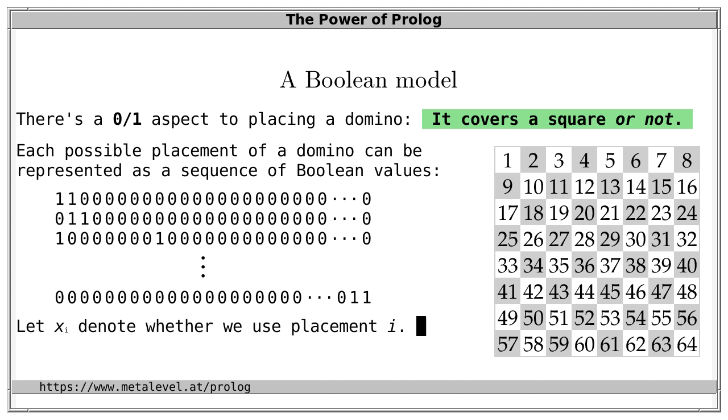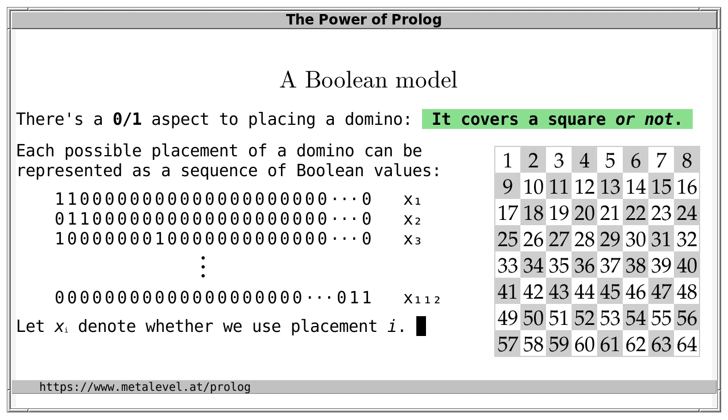So we introduce Boolean variables xi denoting whether to use placement i. For instance, x1 denotes whether to use the first placement, and so on. There are 112 ways to place a domino on a chessboard, one for each adjacent pair of squares, and therefore there are 112 such Boolean variables in this example, one for each row of the matrix. And each column of the matrix corresponds to one specific square, square 1, 2, 3, and so on.